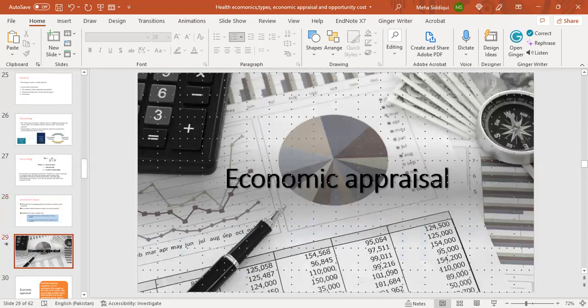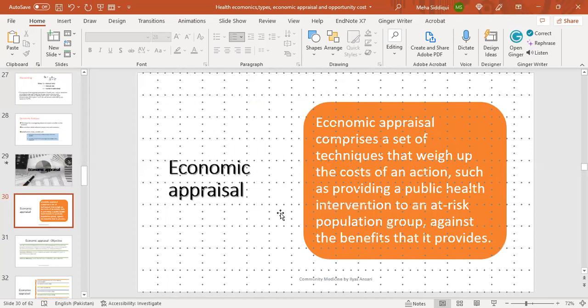Moving on to the other topic of my presentation, economic appraisal. Economic appraisal comprises a set of techniques that weigh up the cost of an action, such as providing a public health intervention to an at-risk population group, against the benefits that it provides.